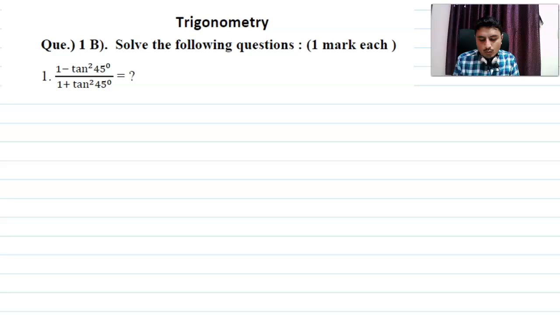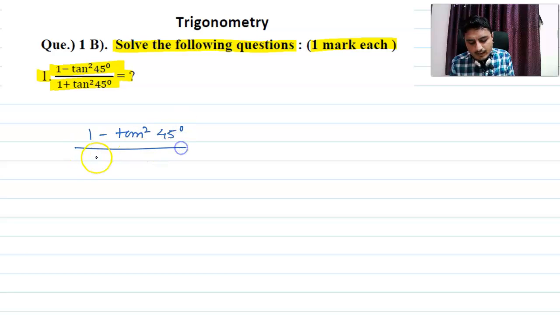Now let's have a look at question first B. Solve the following questions, each of 1 mark. Within it, the first sub-question: 1 minus tan square of 45 degrees divided by 1 plus tan square of 45 degrees is equal to. So here we have to evaluate the value of 1 minus tan square of 45 degrees divided by 1 plus tan square of 45 degrees.